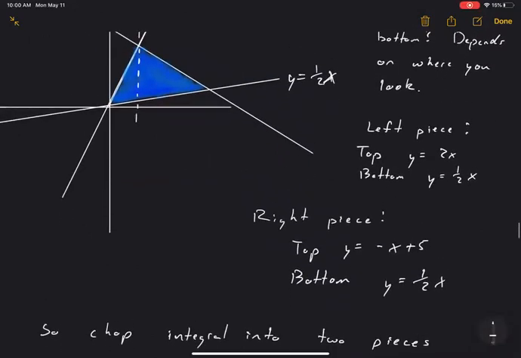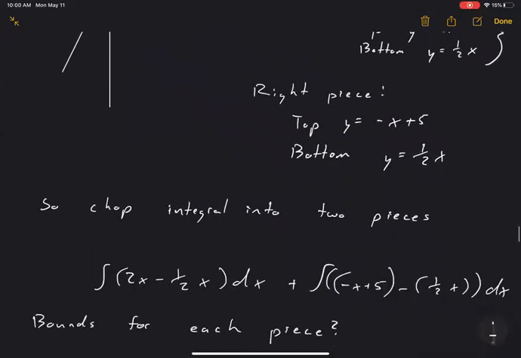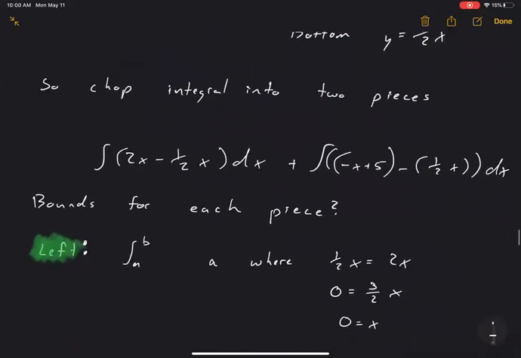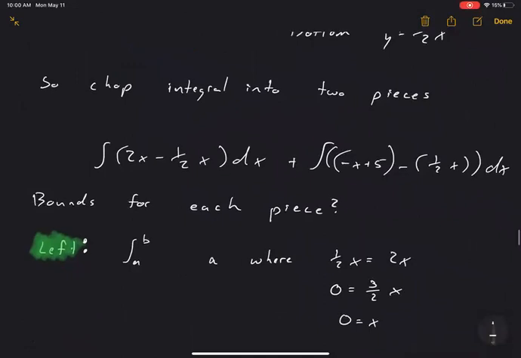So this is just a restatement of what I've said. The left piece, the top curve is y equals 2x, bottom is y equals 1/2 x, and so on. So I'm going to chop my integral up into pieces, right? So this integral, I don't know what the bounds are yet, but this should give me the area of my left piece, and this integral should give me the area of my right piece.